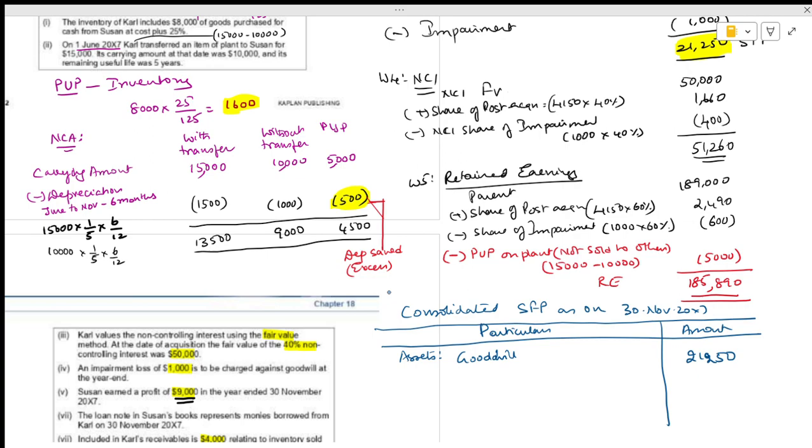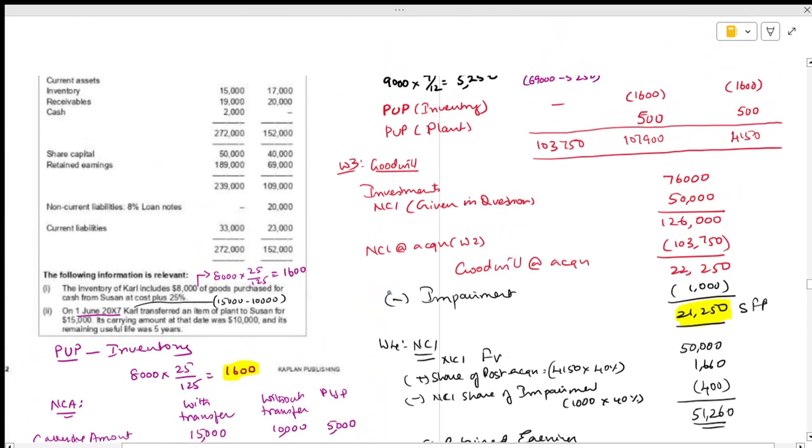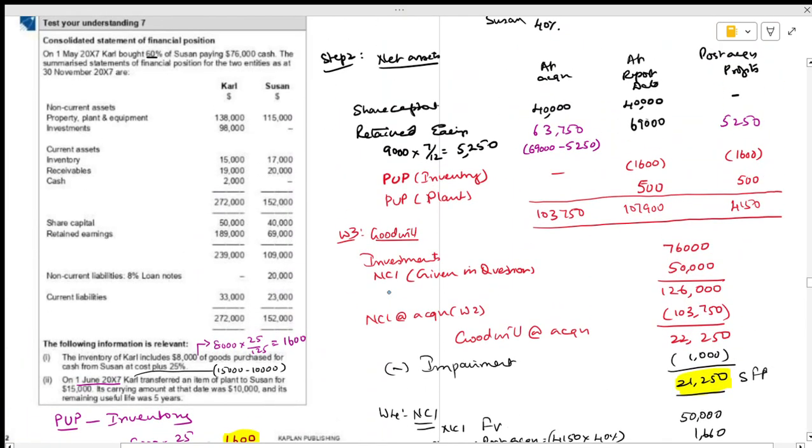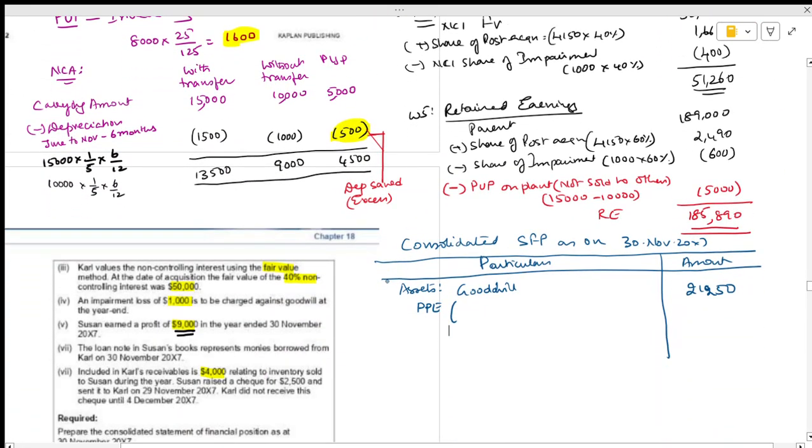Property, plant and equipment. Very simple, a little bit slow. How much is there? 138,115. Okay. Minus.